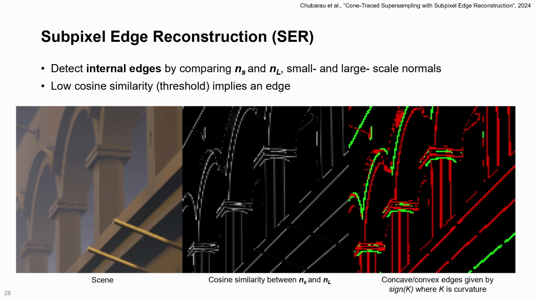And so we can simply compare the small scale normal and the large scale normal with cosine similarity. On the figure here in the middle, we are showing the cosine similarity of these small and large scale normals, and they basically disagree precisely at the edges, where the edges are found in an image. And that's how we detect them. We just threshold on the cosine similarity computed in this way.